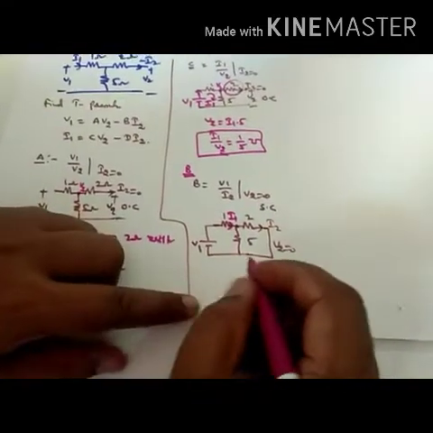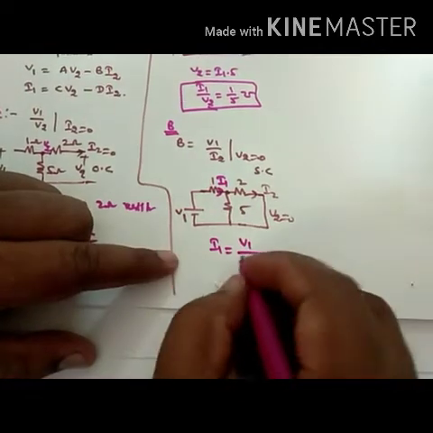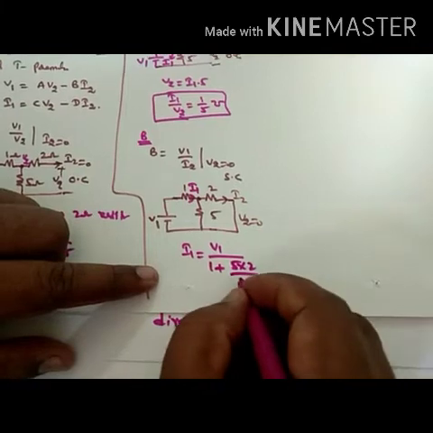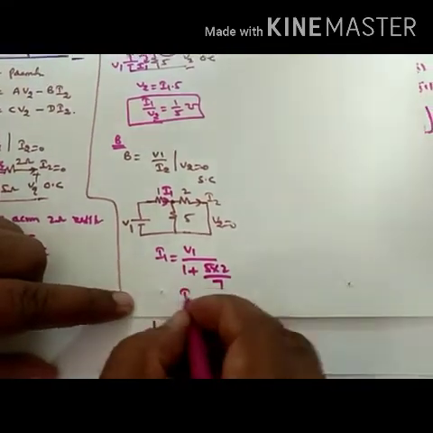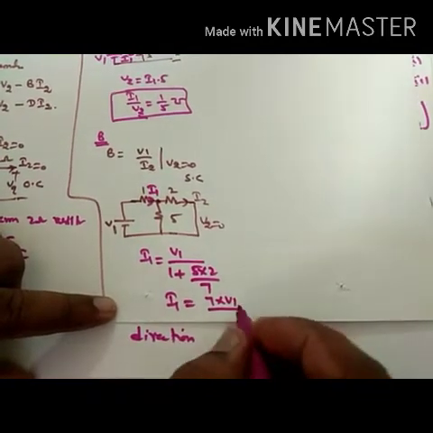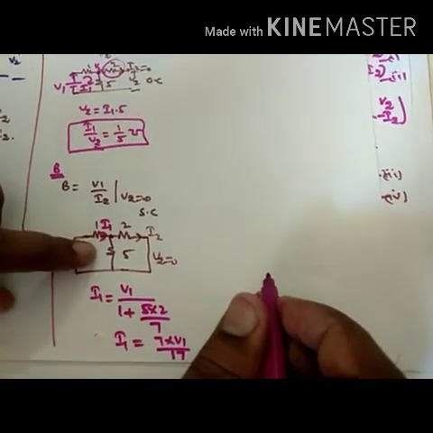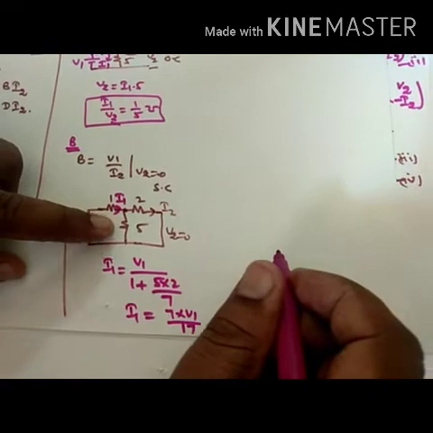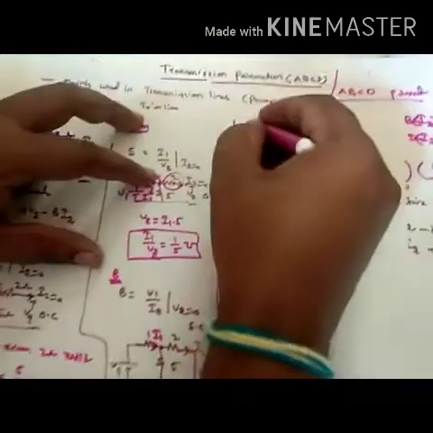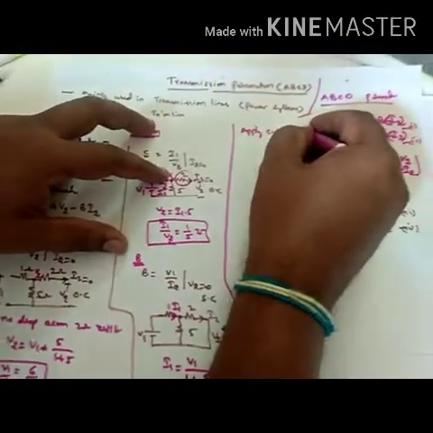First find I1. I1 is equal to V1 by the total resistance, 1 plus the parallel combination of 5 and 2, that is 5 into 2 by 5 plus 2. So I1 is equal to 7 V1 by 17. Once you know I1, then find I2 by applying the current divider rule.